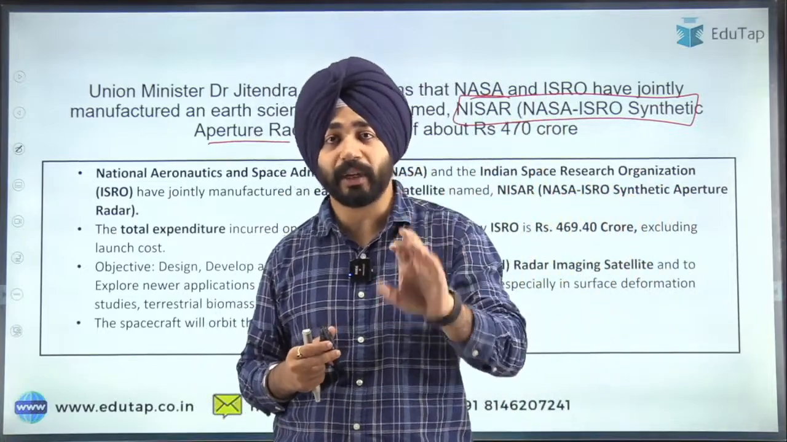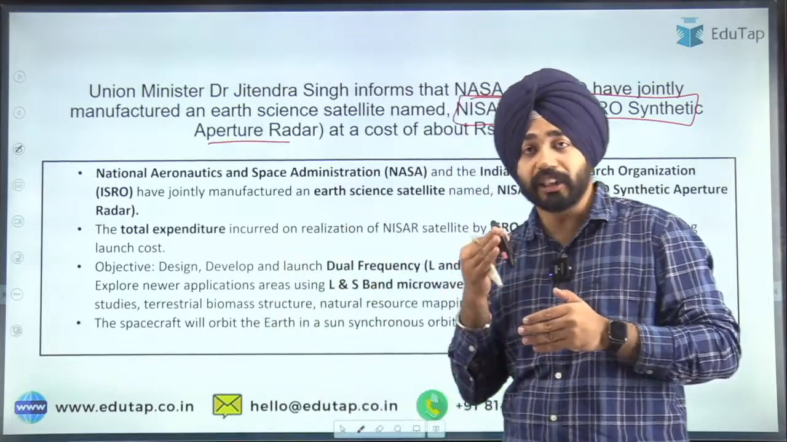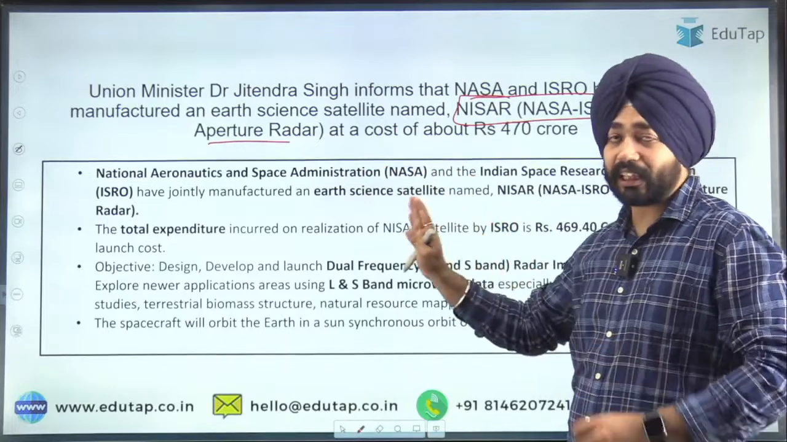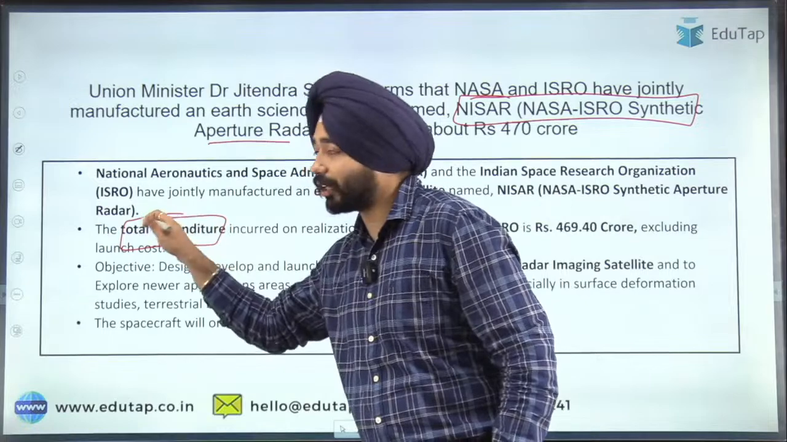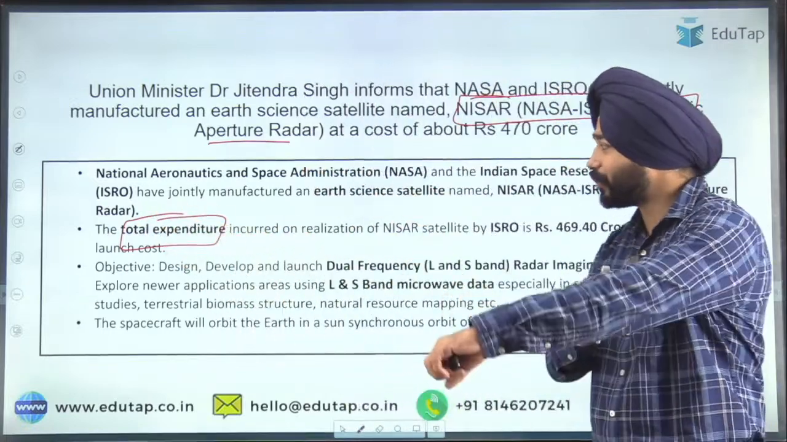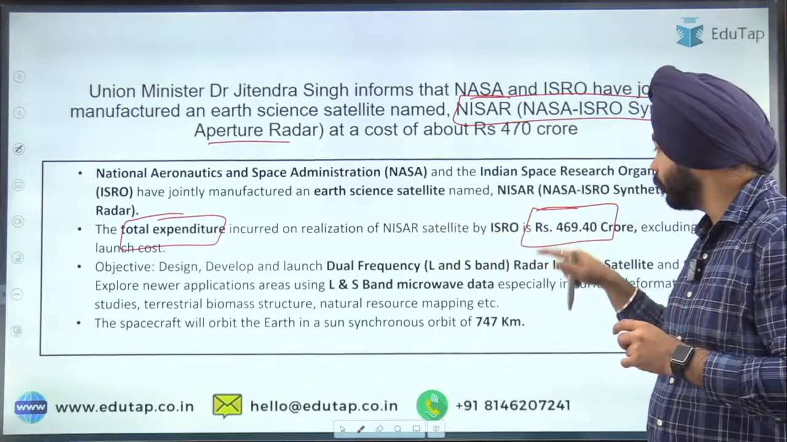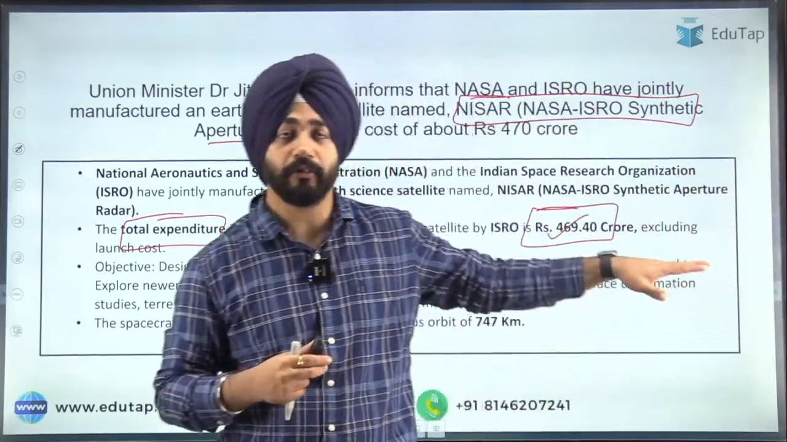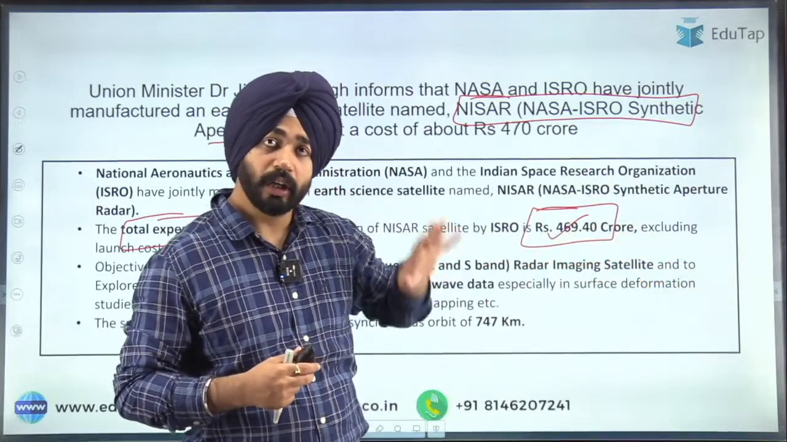So guys, this abbreviation is also important because the examiner might ask a question on this specific thing, that is NISAR. So this is what has been discussed about NISAR. ठीक है जी, यहाँ पे total expenditure कितना है that could be incurred on this aperture radar by ISRO will be around 470 crore rupees. So 469.4 exact है, but approximately it will be 470 crore rupees.